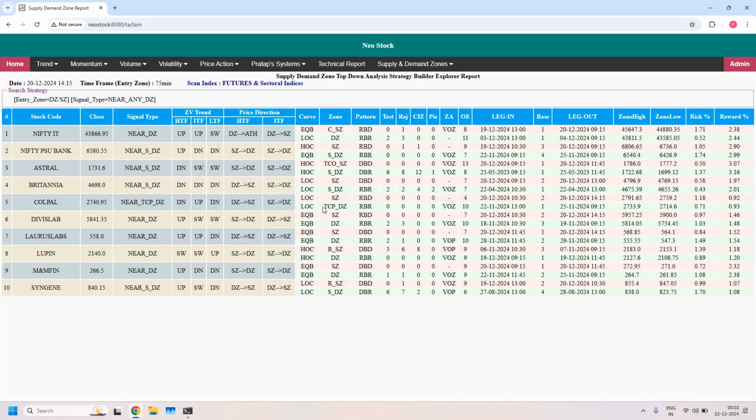And Colpal is having a high liquidity 75 minutes demand zone. And Shenzhen is also having a high liquidity 75 minutes demand zone. So we have two valid 75 minutes high liquidity demand zones from this list.